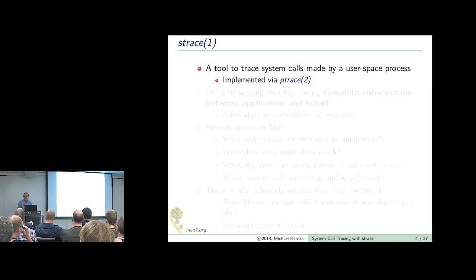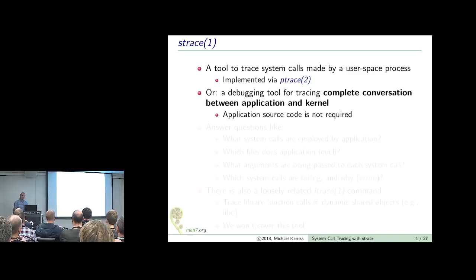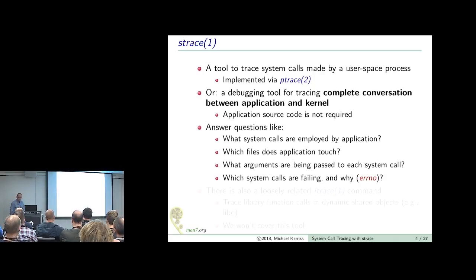Underneath, it's implemented using a system call called ptrace, and the point is it's a kind of debugging tool that you can use to monitor the complete conversation between the application and the kernel, all the system calls being made. And obviously you can answer questions like: what sort of system calls is the application making? What files is the application touching? What are the arguments being passed to each system call? Did the system call succeed or not? And if it failed, why did it fail?